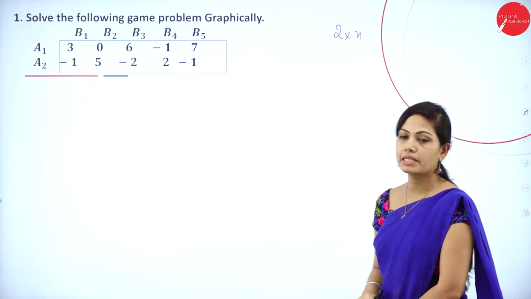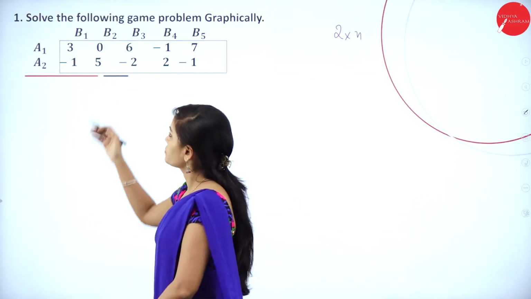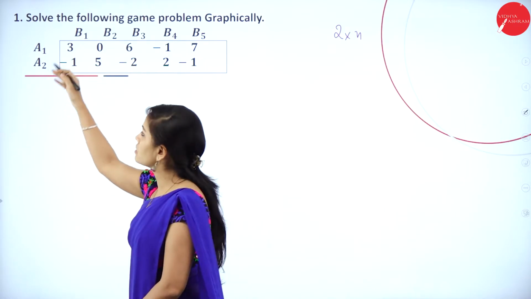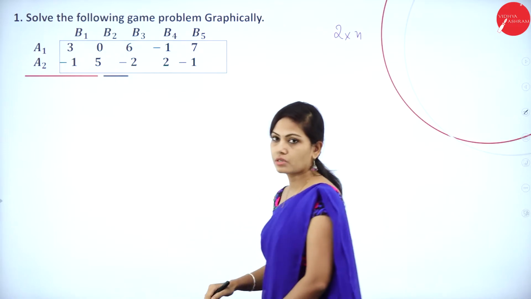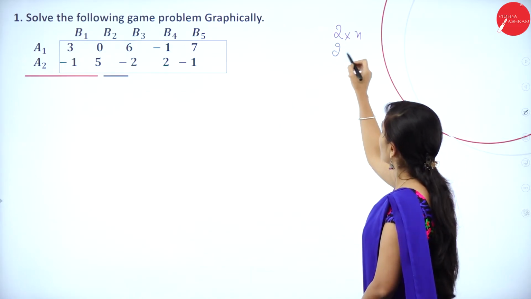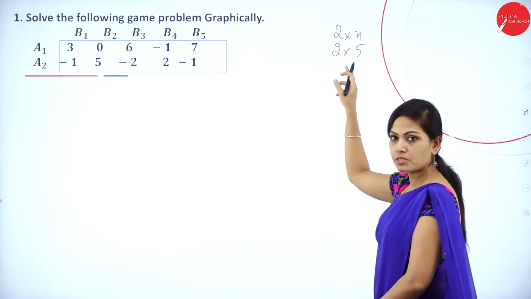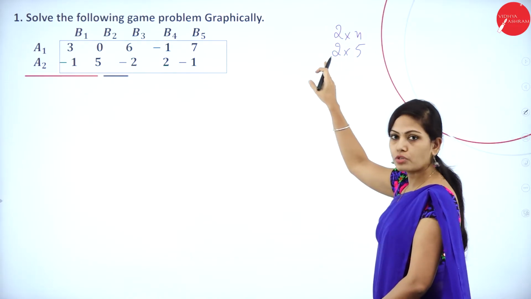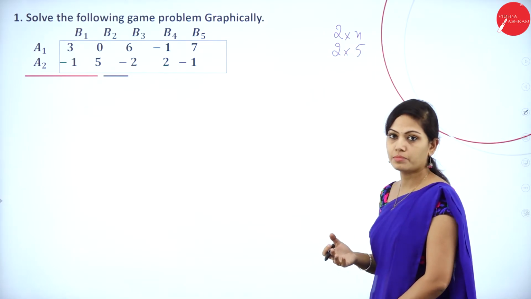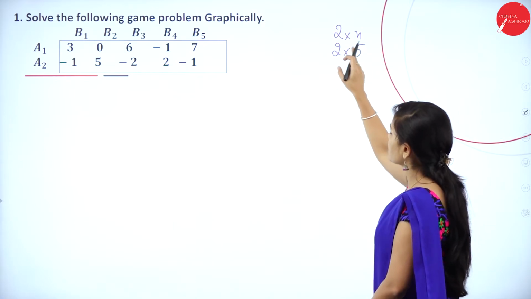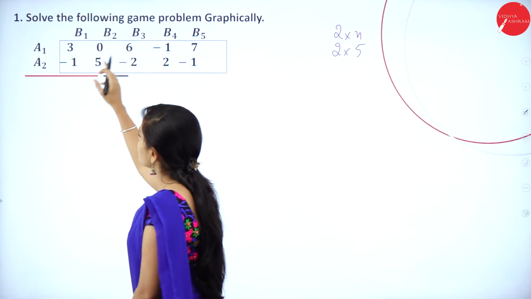So this is an example for 2×n games. What is this 2×n game? Here you just observe the number of rows. We have 2 rows and we have 5 columns. Clear? So 2 rows and 5 columns. In 2×n games, the number of rows should be 2 and the columns should be n number of columns. Clear? So this is called a 2×n game.